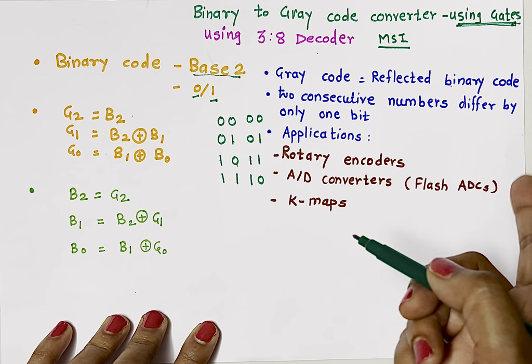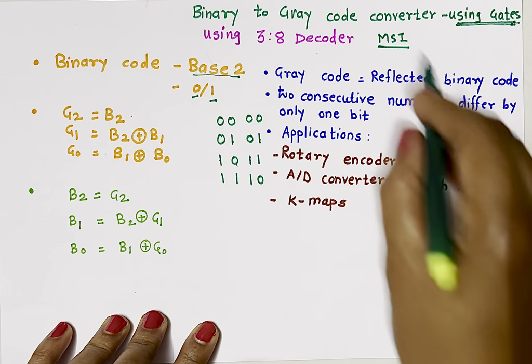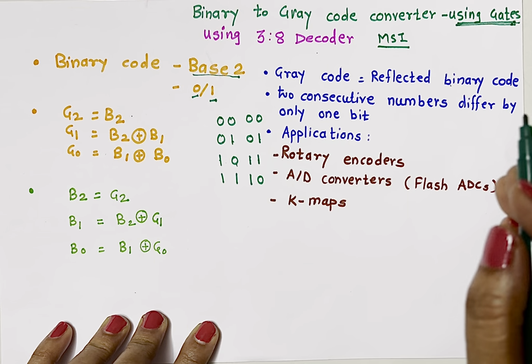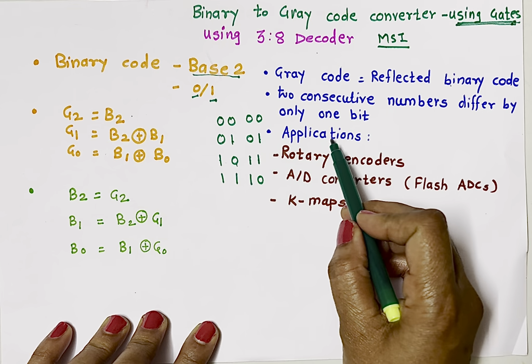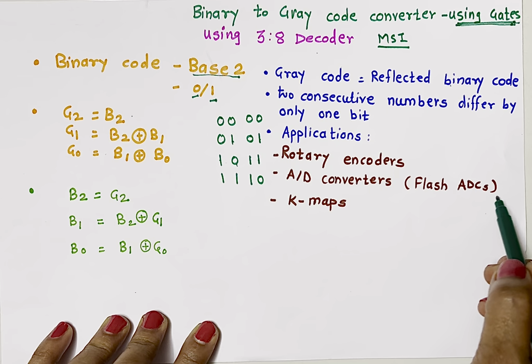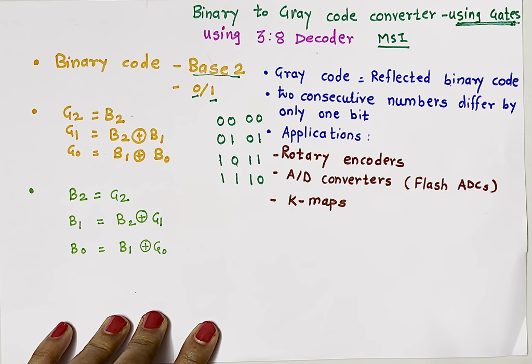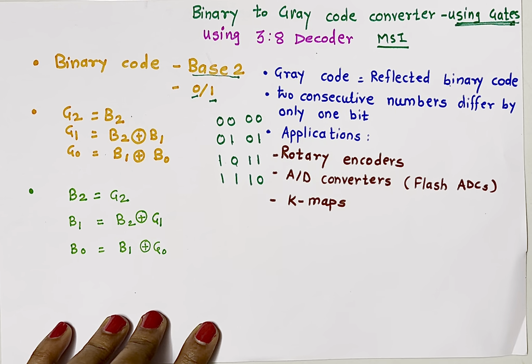Initially, I thought of making two different videos, but then I thought if I make a single video, then understanding of the topic will be better. Applications of gray code are in rotary encoders, in flash ADCs and in K-maps. So let's start with binary to gray code converter, and then we will see gray to binary.